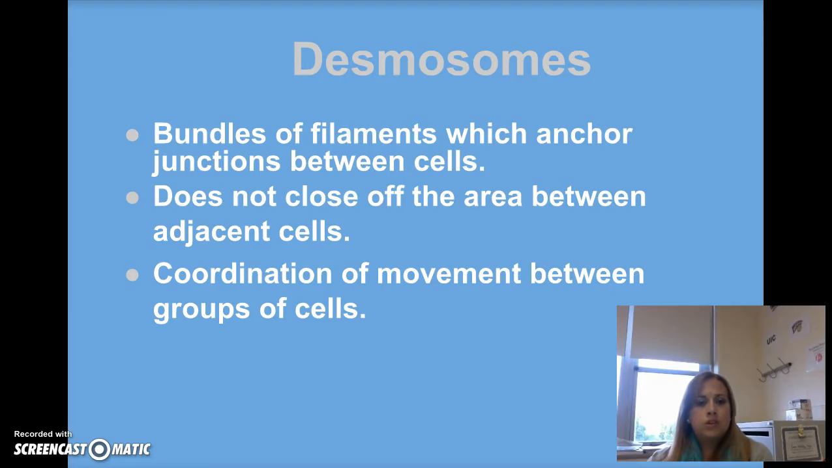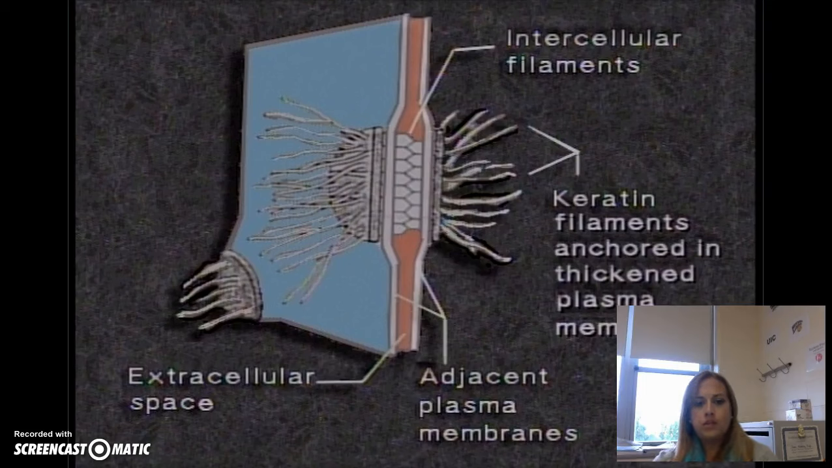With desmosomes, these are bundles of filaments that anchor junctions between cells. It does not close the area off, but it keeps the cells connected. This has to do with coordination of movement between groups of cells. So they're all connected, but not completely sealed. You can see that here. There is still this extracellular space, so materials could move between cells. However, we do have the area where these intracellular filaments are binding the cells together. So it's a little bit different than the tight junctions.